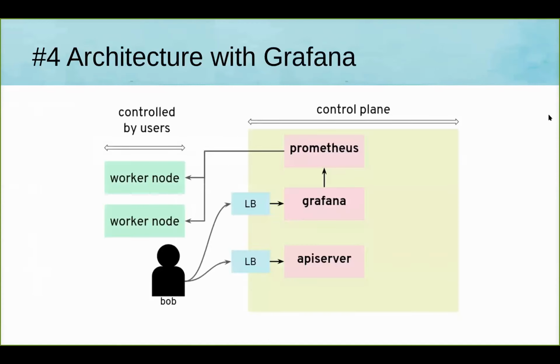The general architecture was this. The user accesses Grafana in the control plane through a load balancer, and Grafana was connected to Prometheus, which was gathering information from the worker nodes. In Gardener in general, the users have access to the worker node. They have full control over the worker node, but they should not have control over the control plane.